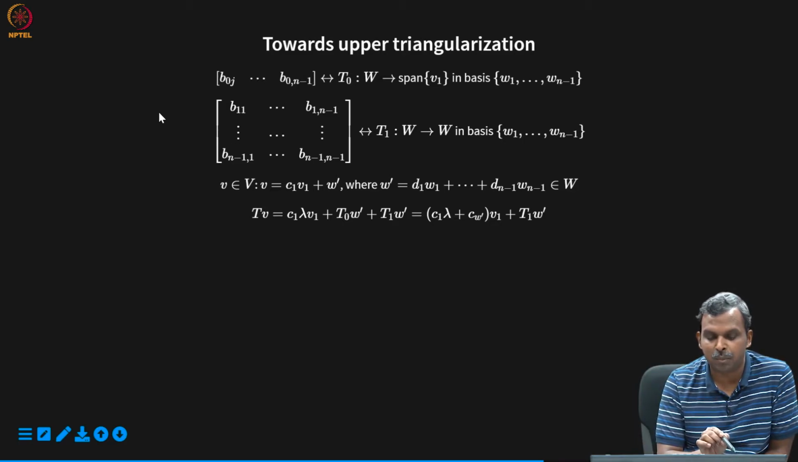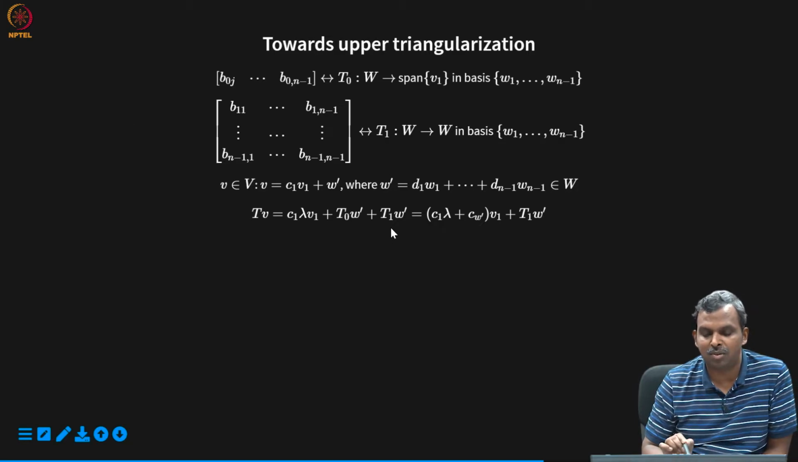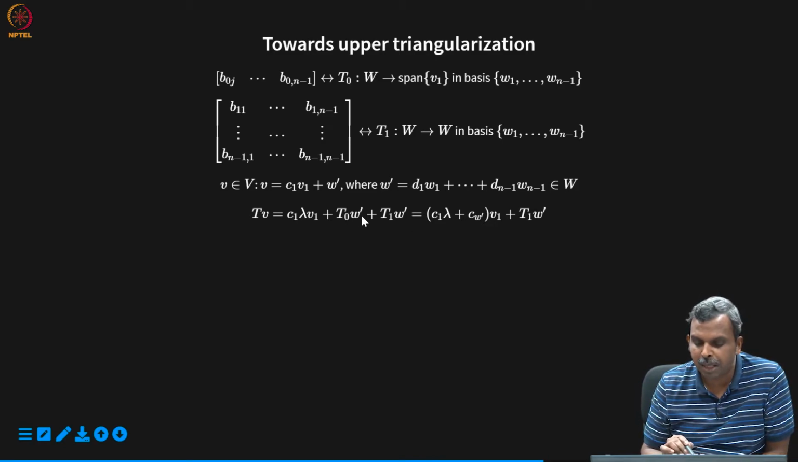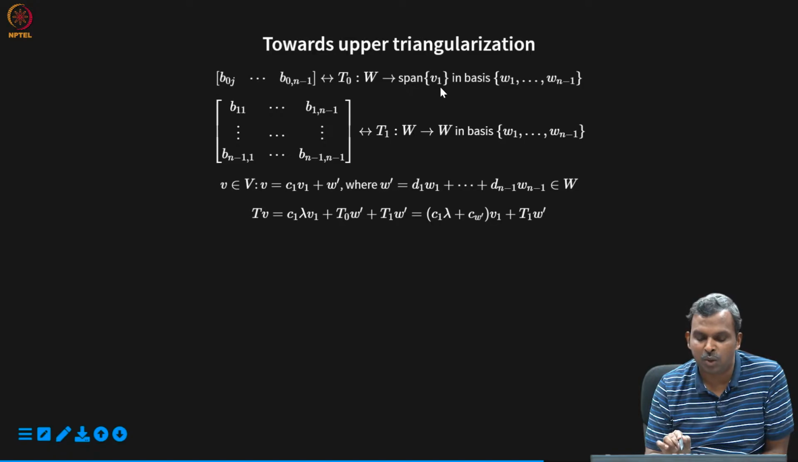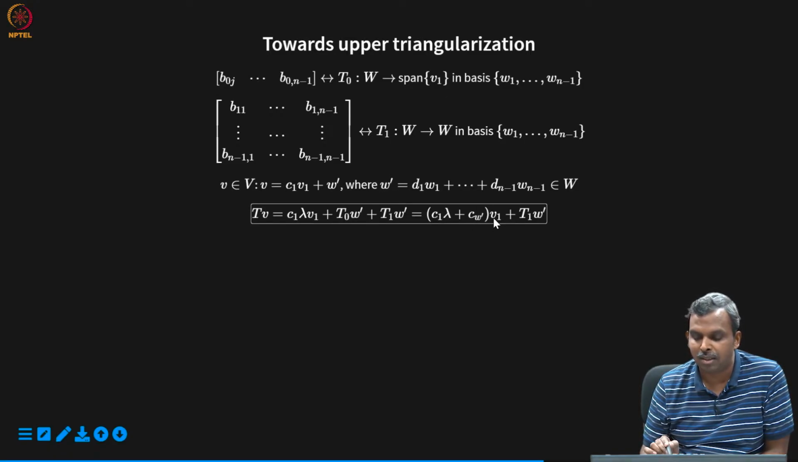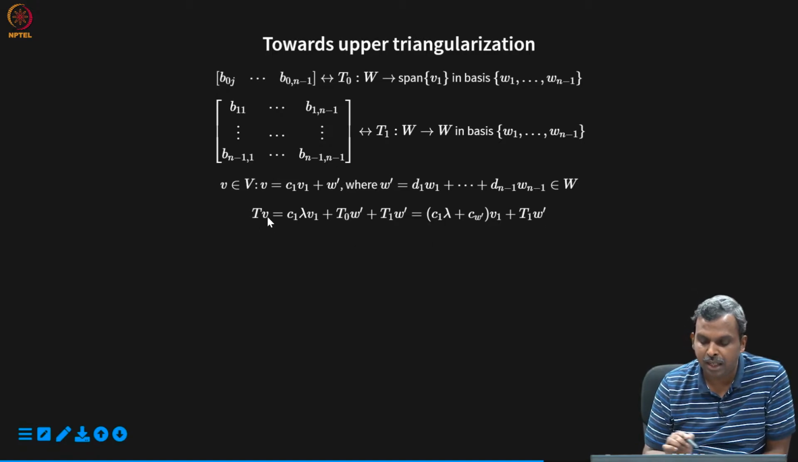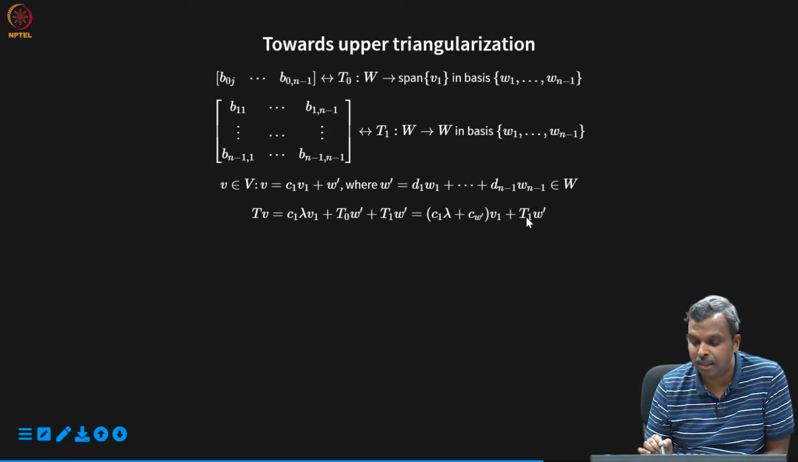When I write Tv, I have T0 happening on top, taking me to the span of V1, and then T1 happening below, which takes me to W, and these two will add finally. So the coordinates are going to add: T0 W prime plus T1 W prime. Now what is T0 W prime? It took me to the span of V1. I don't know what it is. It will be some coefficient dependent on W prime, but it will combine with the first term to give me V1, and then I will be left with T1 W prime. So Tv can be written as something times V1 plus T1 W prime.